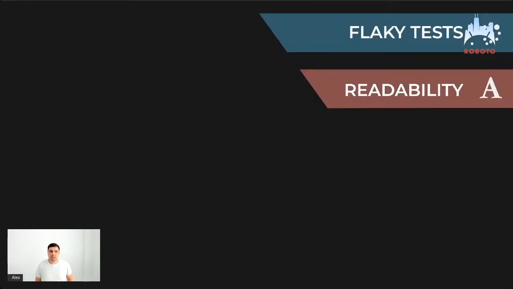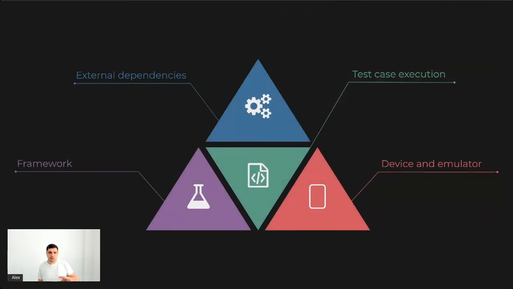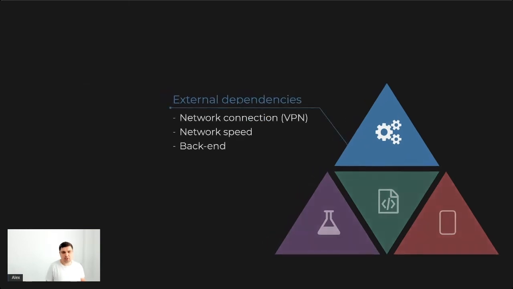The next point is flakiness and flaky tests. When you start adding a lot of tests and you don't have a lot of experience, you can easily have a lot of flaky tests. Let's take a look at the main groups of flaky tests, why we have them, and what the reasons are. So we have 4 groups: external dependency, framework issues, test case itself, and device and emulator.